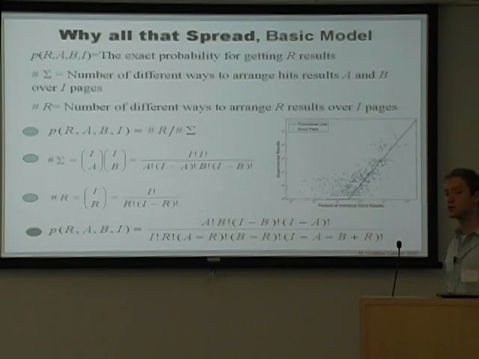But now to go to the more refined model, we simply plug in the effective index size for word pairs into this exact formula for the probability with the basic model.